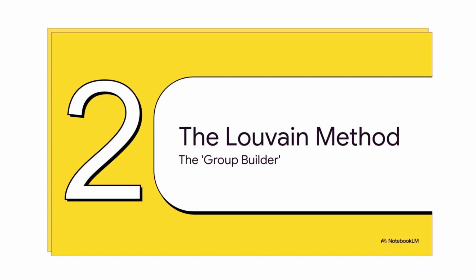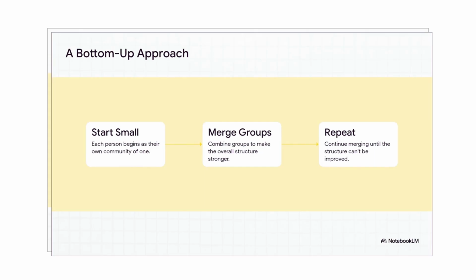Okay, time to meet our second detective, the Louvain method. Now, if Girvan-Newman is the bridge remover, then Louvain is the group builder. It takes the complete opposite approach. You see, the Louvain method starts from the bottom up. It begins by treating every single person as their own tiny little community of one. Then it goes person by person and asks, hey, if I move you into your neighbor's group, does that make the overall structure stronger? It just keeps merging people and small groups together, always trying to get that modularity score as high as possible until it literally can't make any more improvements.